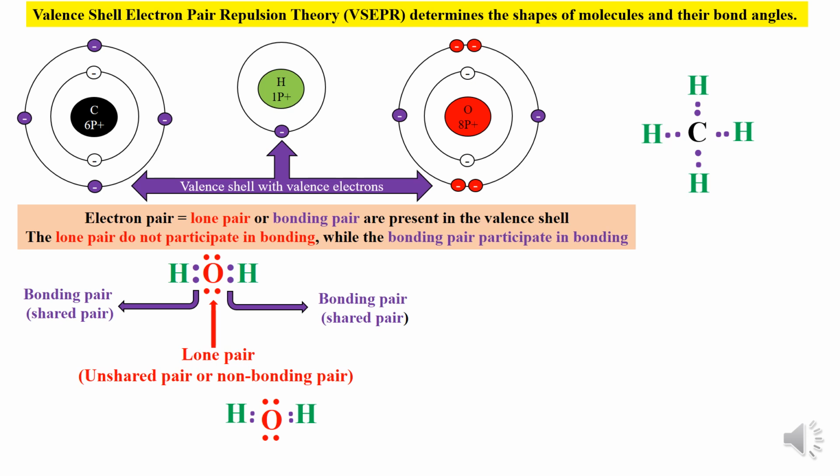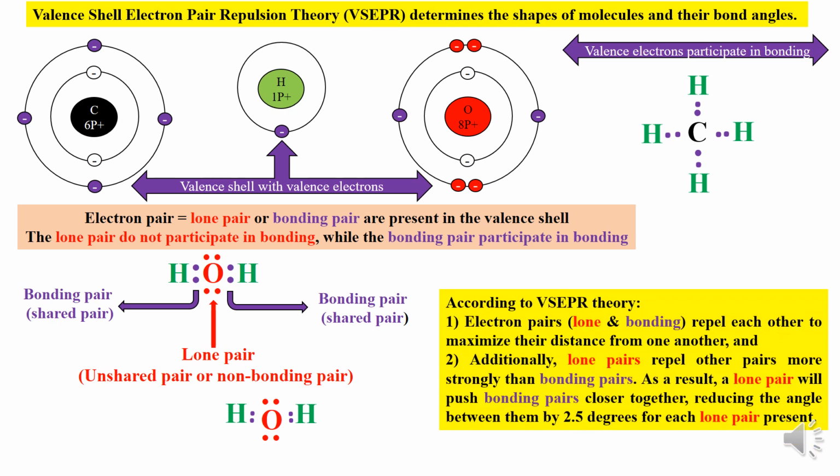Now the bonding pair will result only after the chemical bonding process. So you don't find the bonding pair before the chemical bonding process. So a bonding pair is generated only after the chemical bonding process. So only after the carbon atom forms four covalent bonds with four hydrogen atoms, you see the four bonding pairs. And remember, it is the valence electrons that participate in the bonding.